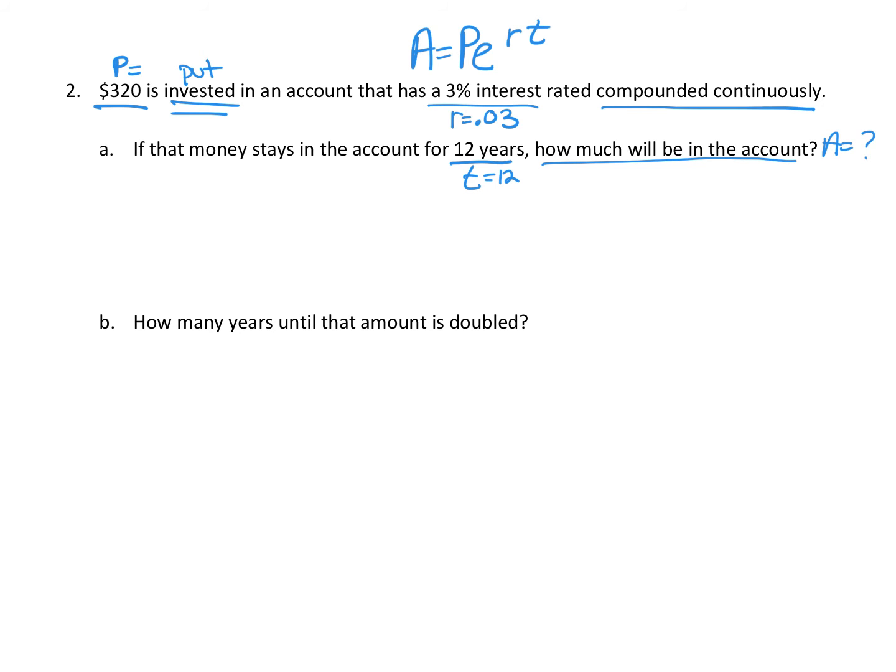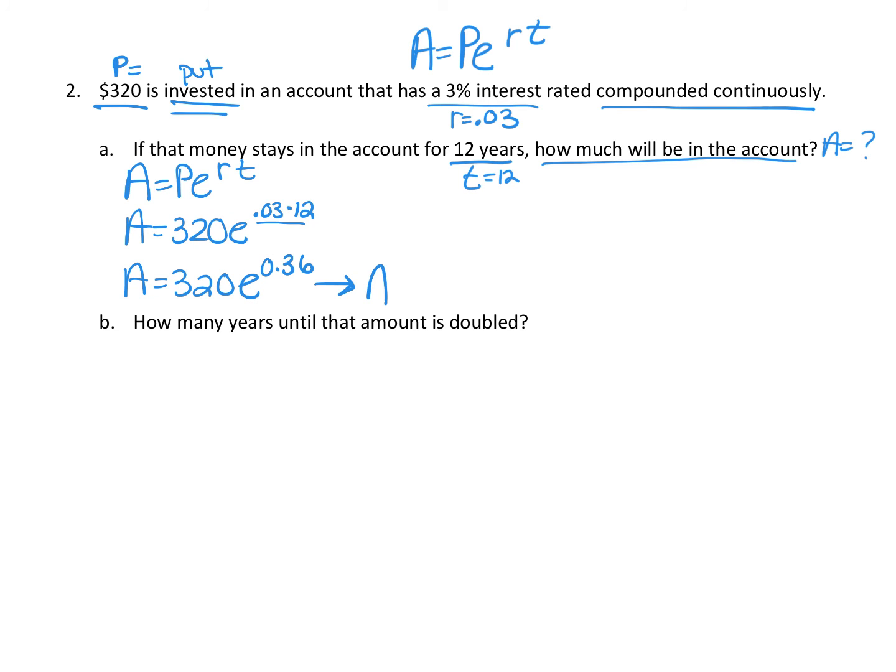So again, I'm solving for A in this first part. So A equals Pe^(rt). A is going to equal $320 e to the 0.03 times 12. Now again, we want to do that exponent before we type in the calculator. So I'm going to do 0.03 times 12. I'm going to get 0.36. So now I can just type this in the calculator, and I will get that. If it's compounded continuously, I'll have $458.67.